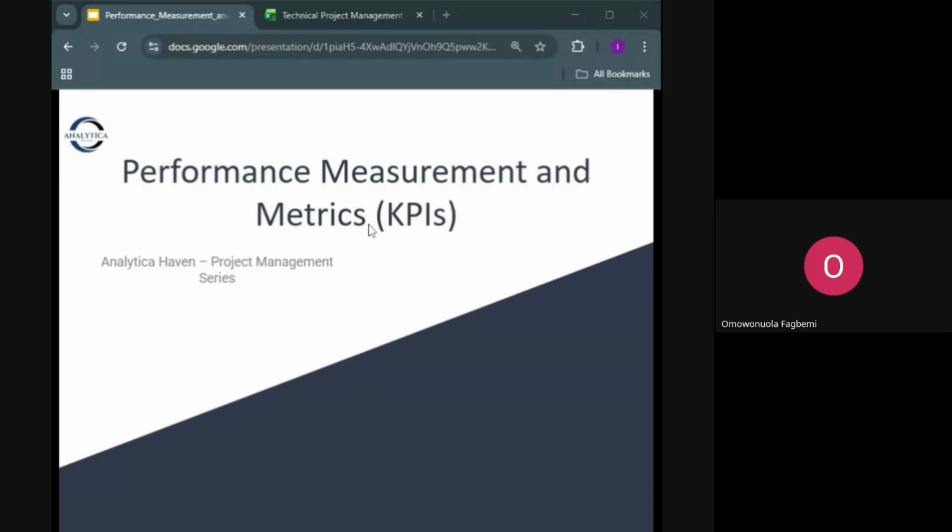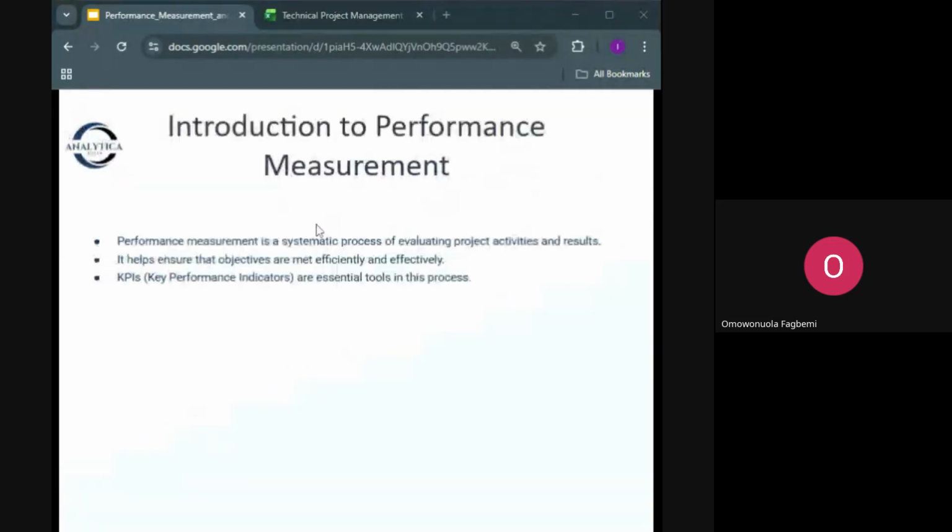Let's go into the very first slide of the day. So everything we discuss, from cost, schedule to quality, we'll connect back to our duplex project example, which we have been using. All right. So, introduction to performance measurement. Performance measurement simply means checking how well our project is performing.